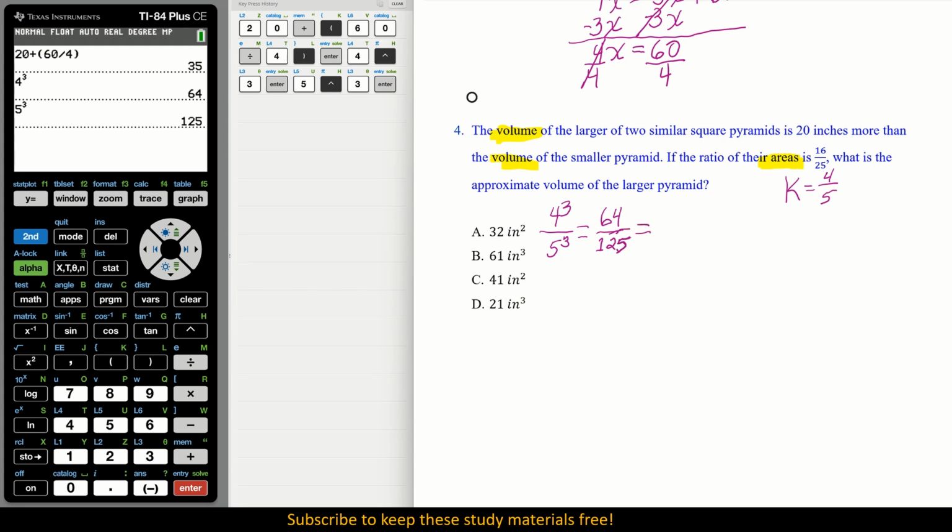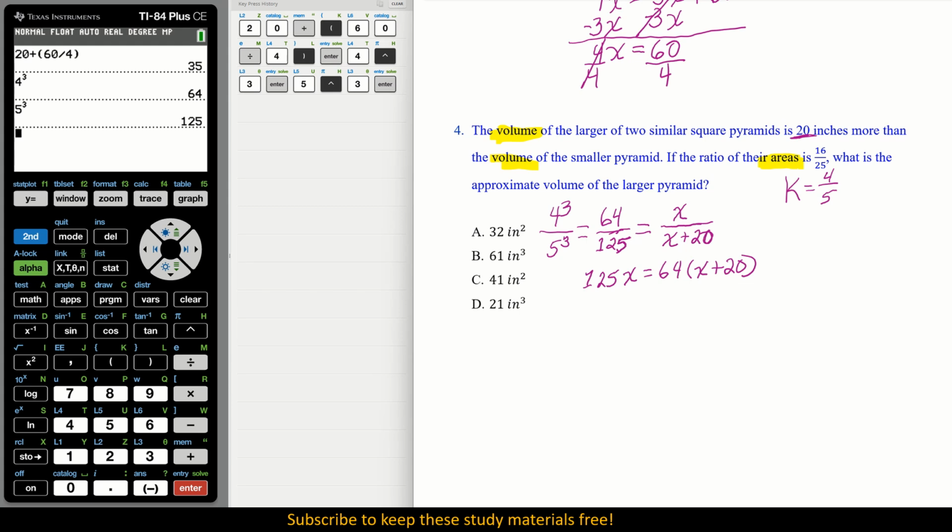Okay, now we set that equal to, let's see here, what is our 20? That is all related to the larger one. So the smaller one is our x, and x plus the 20 again. Oh, well, okay, we're using 20 again. All right, so that's how we set that up. So what do we have? We have 125x equals 64 times x plus the 20. This time I'm not going to make that mistake that I did before.